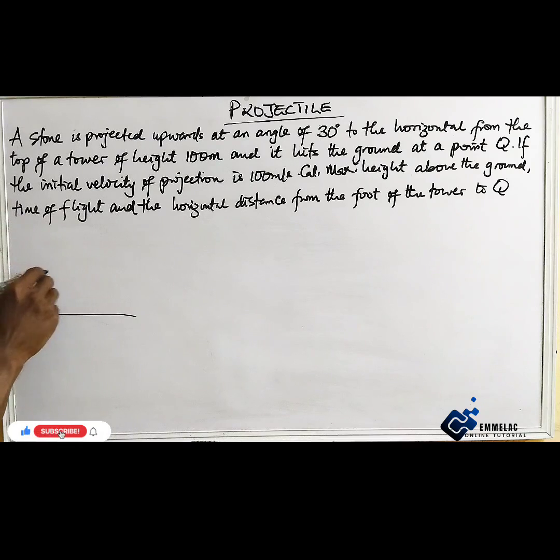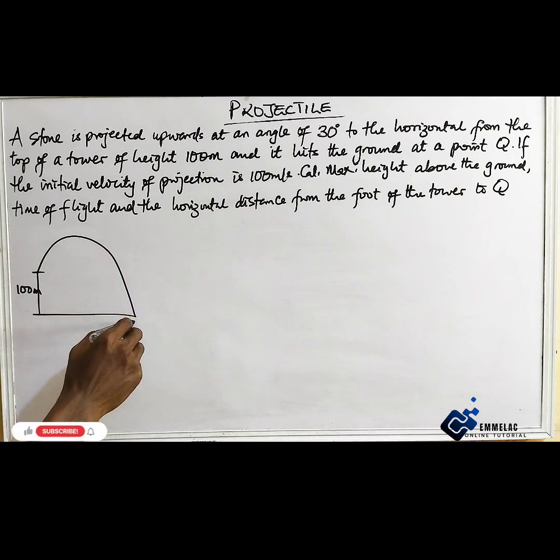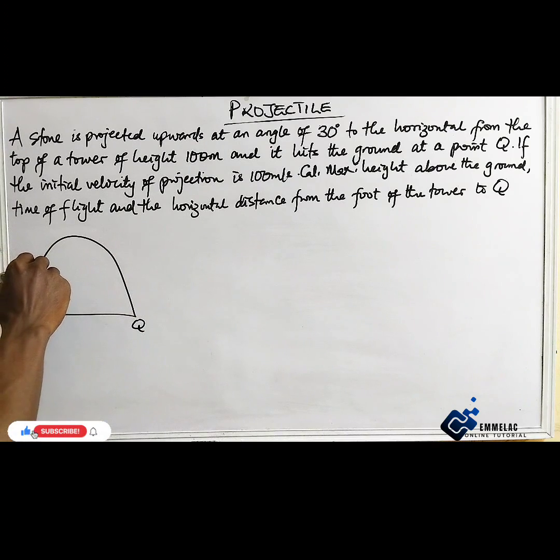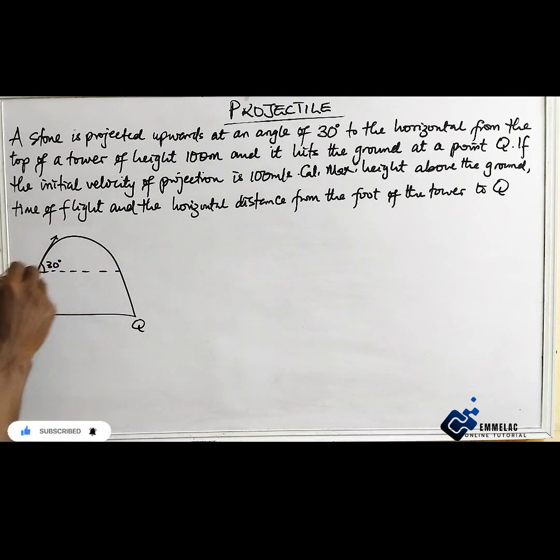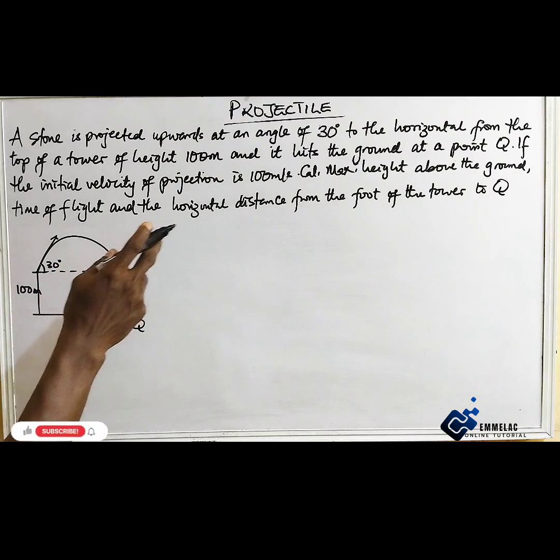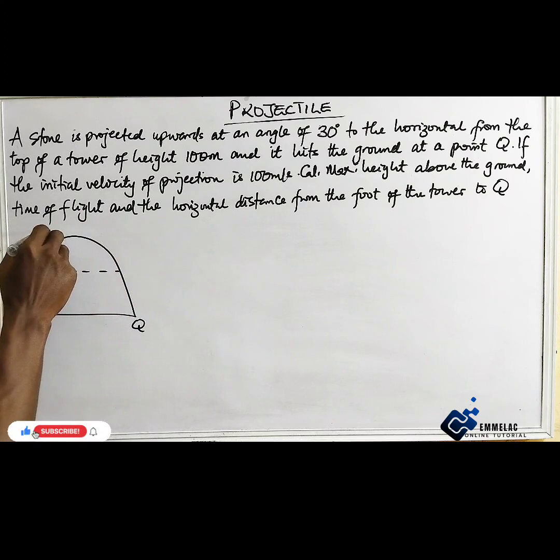So let's assume this is our tower. Now it's being projected and lands at Q. The angle of projection here is 30 degrees and our velocity is 100.